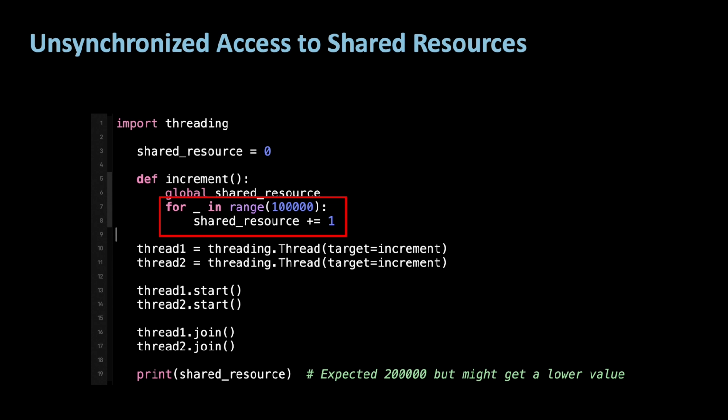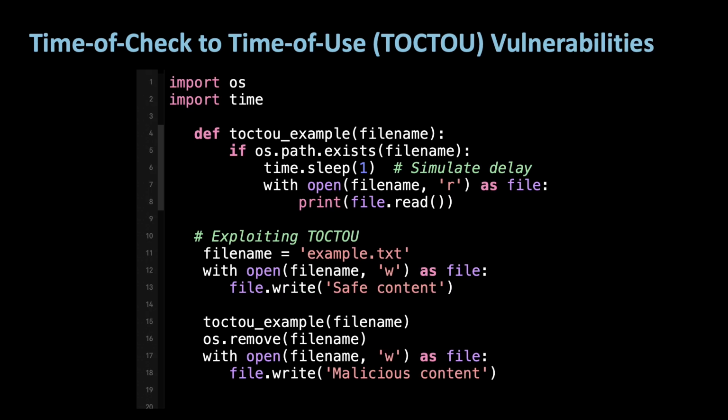Time of check to time of use vulnerabilities, also called TOCTOU. This specific type of race condition happens when a system checks a condition, like file permissions, and then performs an action based on that check. But the state changes between the check and the action.